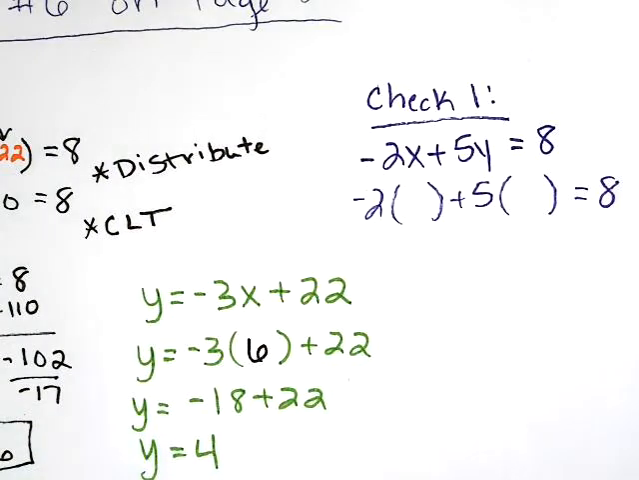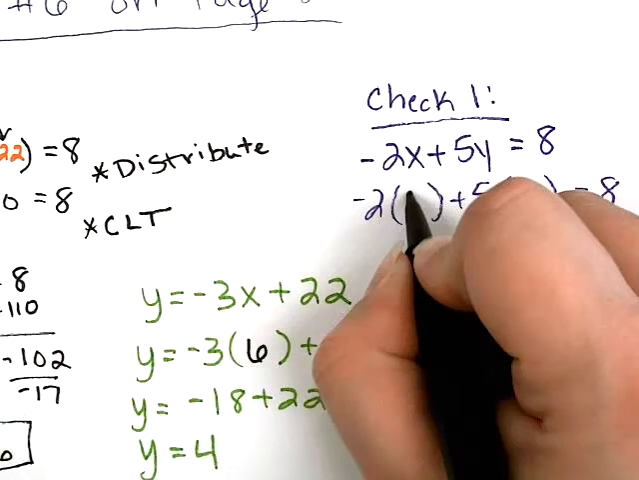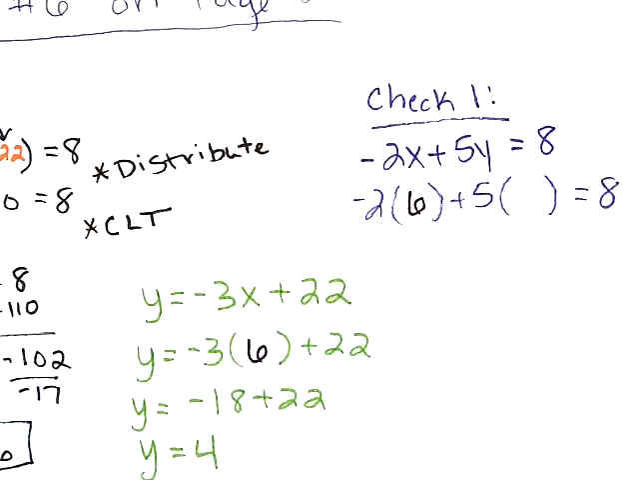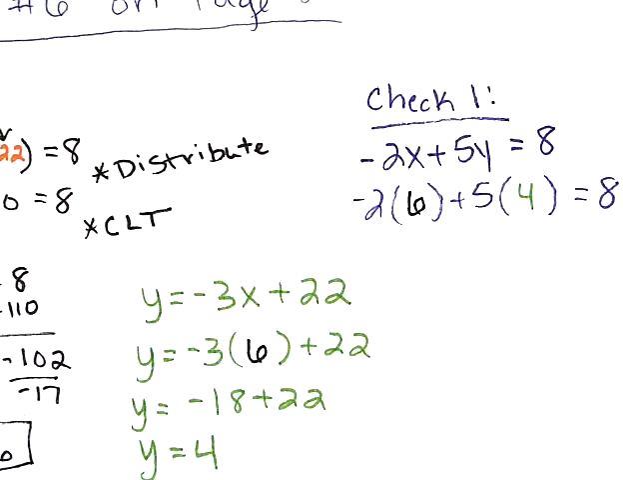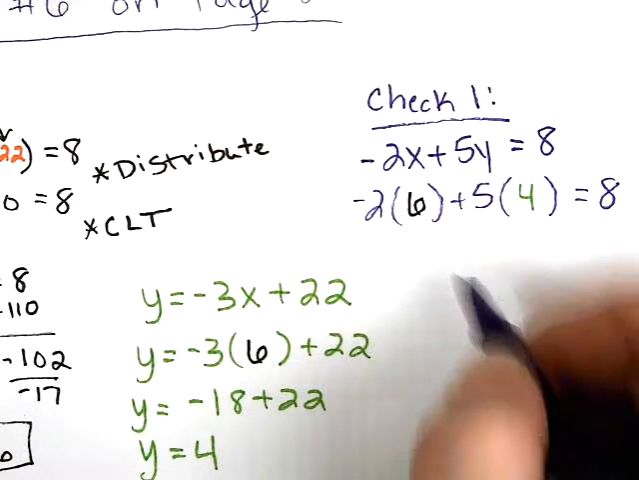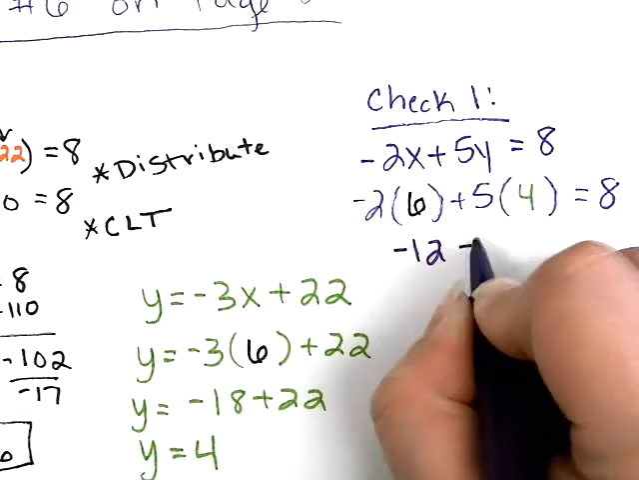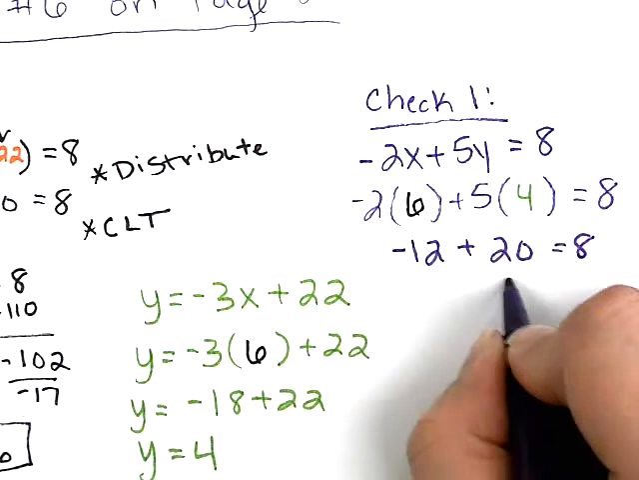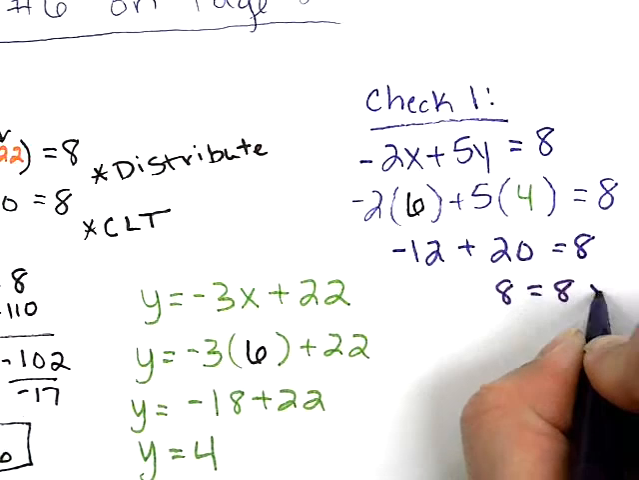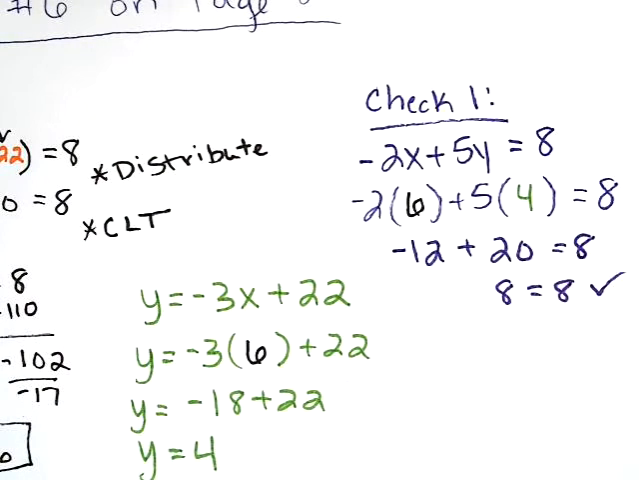And hopefully you guys have written down already. Our x value we found was 6, and the y value that we found was 4. So let's see if this actually works. Negative 2 times 6 is negative 12. 5 times 4 is 20. Negative 12 plus 20 is 8. 8 equals 8. Cool. I know I got it right for my first equation.